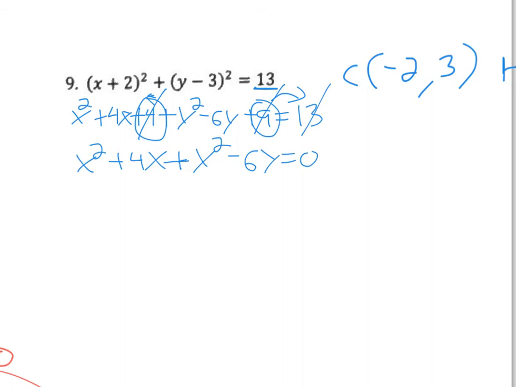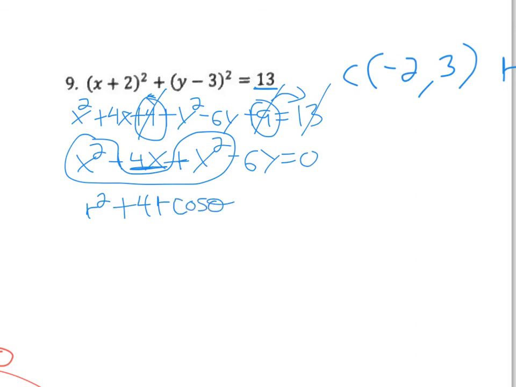Now, usually we group the x's together and the y's together, but really what I want to do is group this together because that's going to give me r squared. So I'm just going to put r squared plus this 4x. I'm just going to replace that with 4 times r cosine of theta. This minus 6y, I'm going to replace with minus 6 times, whoops, forgot the r, times r times the sine of theta equals 0.